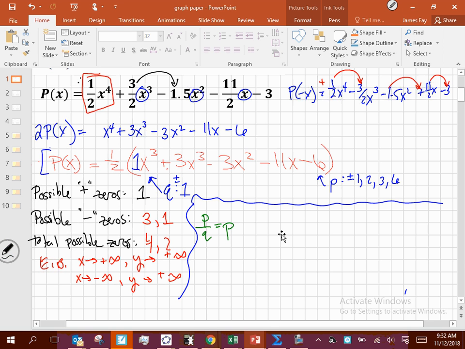So when we do synthetic division, I'm going to write my 1, my 3, -3, -11, -6. Okay, and I'm going to put out here in my box one of those zeros. I think one of them was -3, wasn't it? Okay. Now here's the thing.